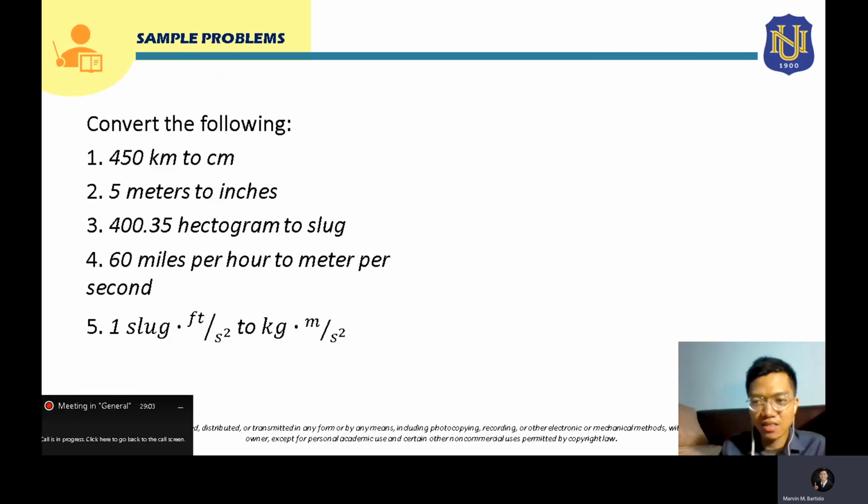Okay, so let's take these examples. We have to convert the following. The first one is from 450 kilometer to centimeter. The second one is from 5 meters to inches. The third one is 400.35 hectogram to slug. And then 60 miles per hour to meter per second. And one slug feet per second squared to kilogram meter per second squared. So let's start answering these examples.